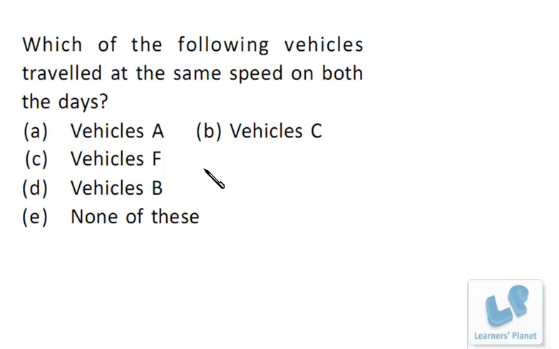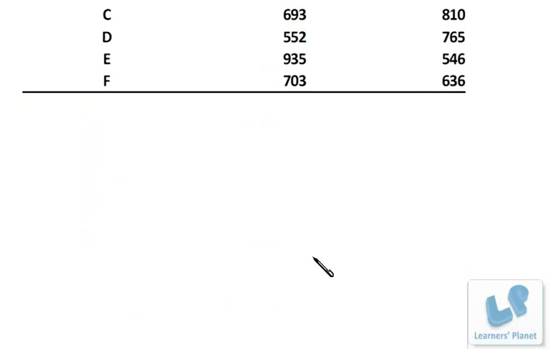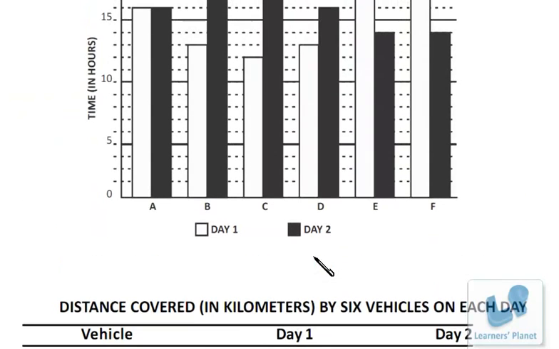Now what is speed? That is distance by time, right? We have 4 options, that is A, B, C, F, and if none of them is correct, then we have the option E, none of these. So we need to check the speed of A, B, C, and F, right? So let's do it one by one.